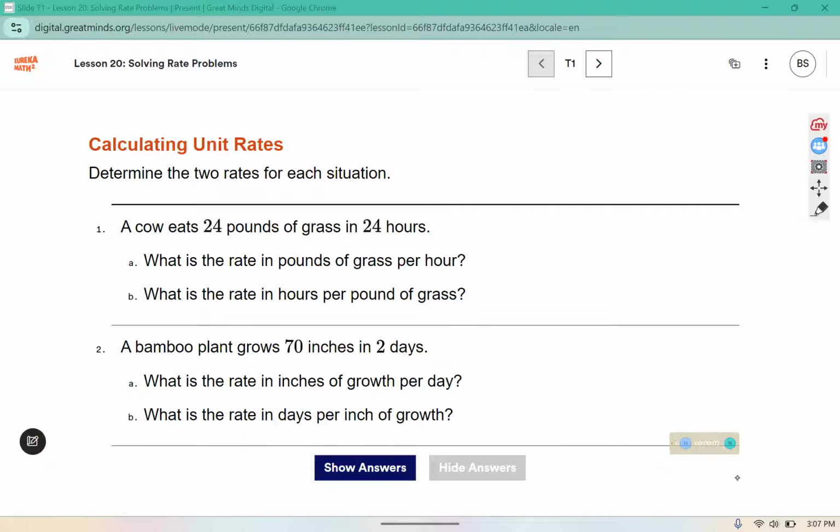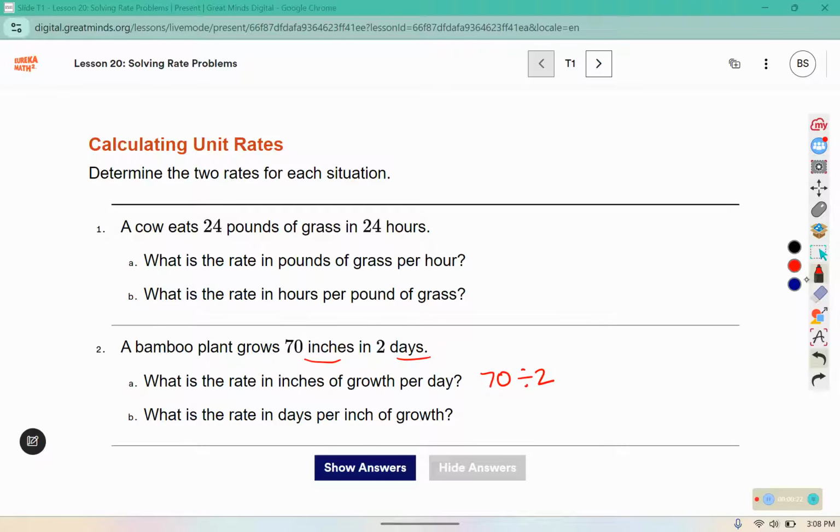Determine the two rates for each situation. I'm going to show you number 2. A bamboo plant grows 70 inches in 2 days. What is the rate in inches of growth per day? So we're going to divide inches by days in part A.